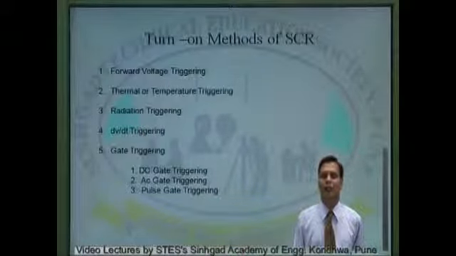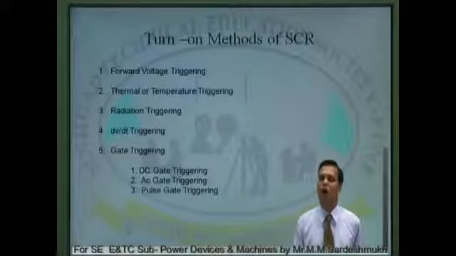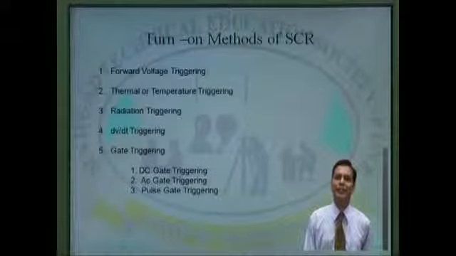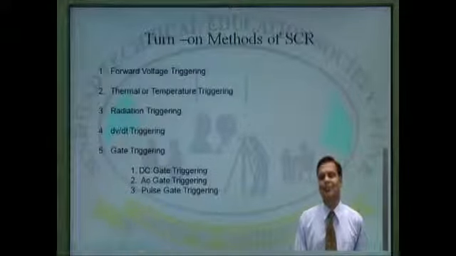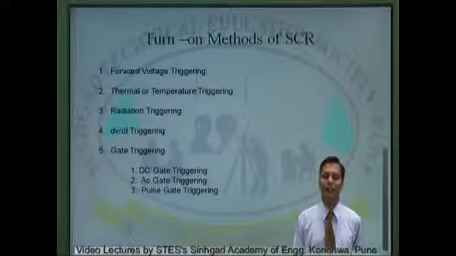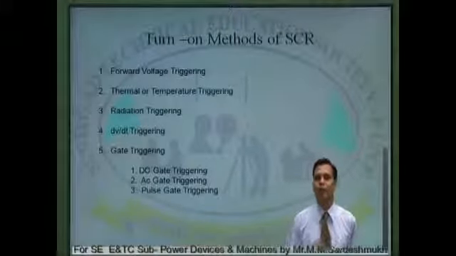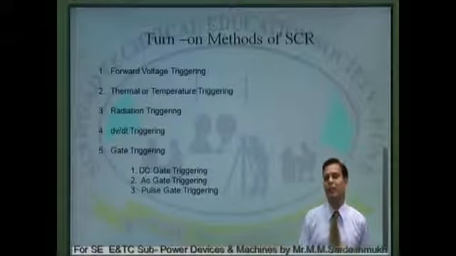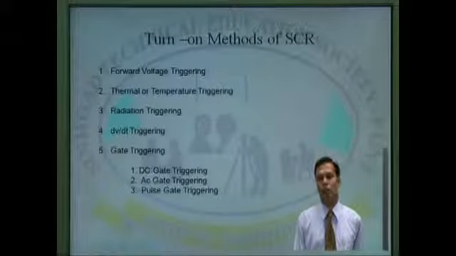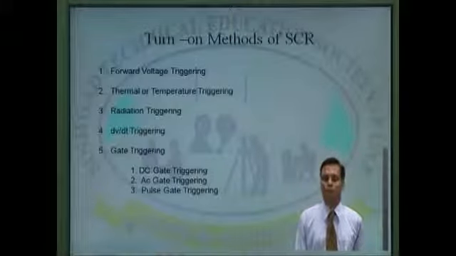So here are the different methods which we are going to study, which are used to turn on an SCR from off state. SCR can be turned on with different methods, as I discussed earlier: one is forward voltage triggering, another is thermal or radiation triggering, then light triggering, then dV by dt triggering, and gate triggering. In forward voltage triggering, we can turn on the device by applying a forward voltage across anode to cathode which is greater than the breakover voltage.